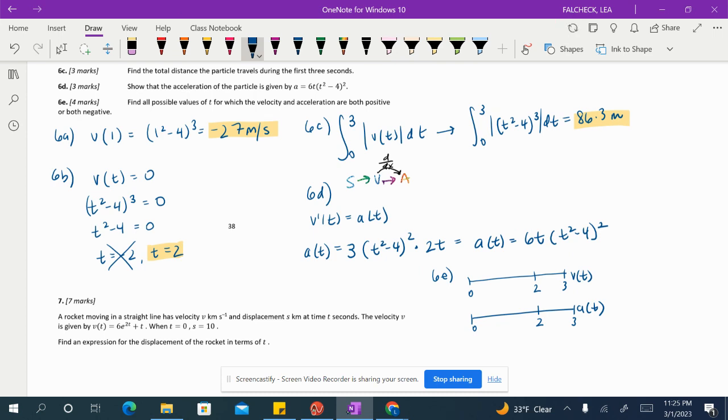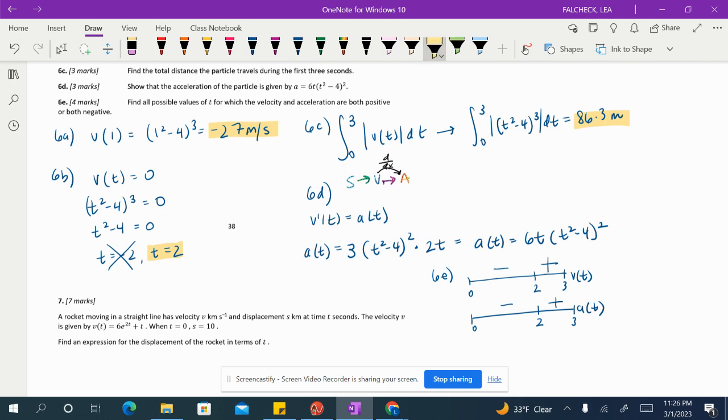Let's go to the velocity function. If we tested a 1 here, we would have 1 squared minus 4, which is a negative number, cubed, which is a negative number. For the velocity function between 2 and 3, if we did 2.5 squared, that's going to be larger than 4. That's going to be a positive number. Cubed, that's going to be a positive number. On the acceleration function, if we plug in a 1, we would have 1 times a negative number. That would give us a negative. And then if we plugged in that 2.5 again, it would be a positive number times a positive.